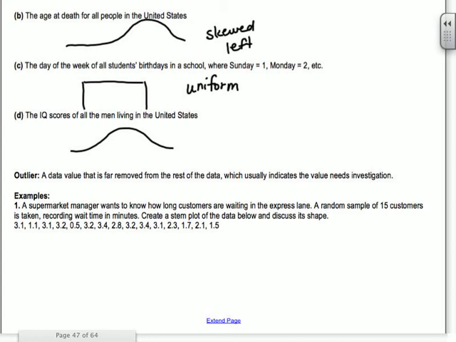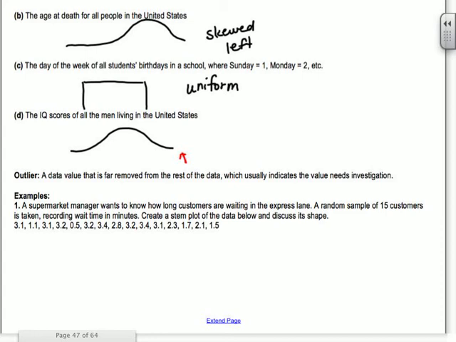All right, so an outlier is a data value that is far removed from the rest of the data, which usually indicates the value needs investigation. So an outlier would be something that's way out here. Okay, so if you're running tests, like one of my best friends runs tests for diabetes. She's trying to find a cure for diabetes. And her data had a lot of outliers. So she couldn't present her paper because she had so many different outliers. I mean, you have to investigate the reasons why there are these outliers. Okay, so there are values that will mess up your data.